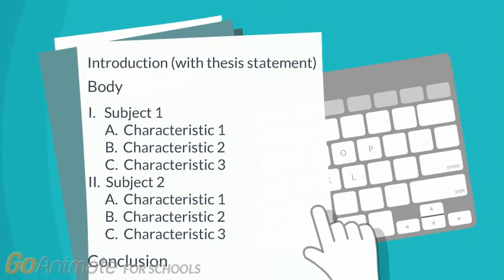As you can see, the first Roman numeral covers all of subject 1, and the second Roman numeral covers all of subject 2. Now, depending on the characteristics or qualities of the subject that you choose to compare and contrast and to discuss, each capital A, B, or C could potentially be a paragraph in and of itself.